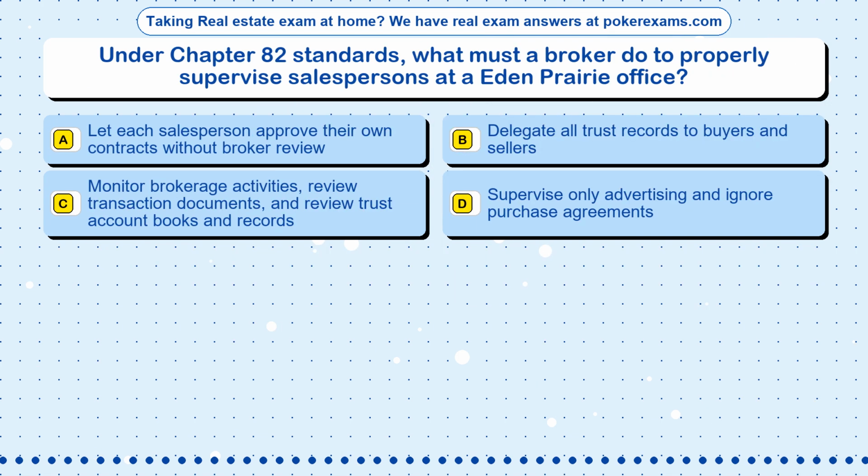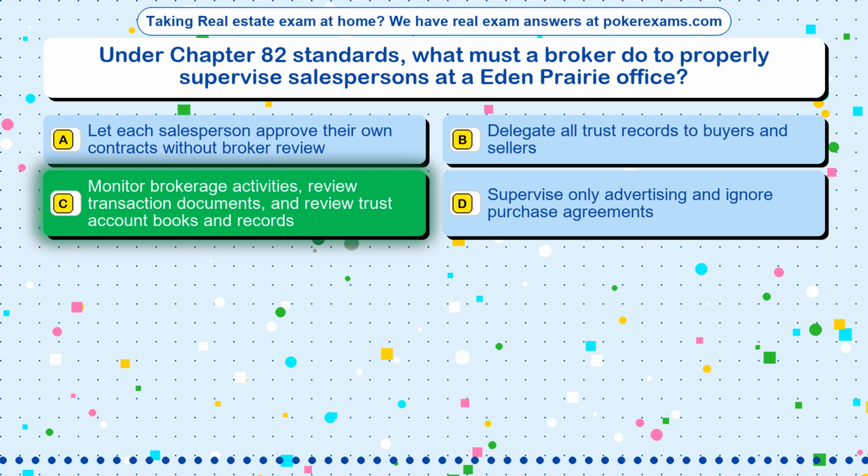Question 3. Under Chapter 82 standards, what must a broker do to properly supervise salespersons at an Eden Prairie office? Option A. Let each salesperson approve their own contracts without broker review. Option B. Delegate all trust records to buyers and sellers. Option C. Monitor brokerage activities, review transaction documents, and review trust account books and records. Option D. Supervise only advertising and ignore purchase agreements.